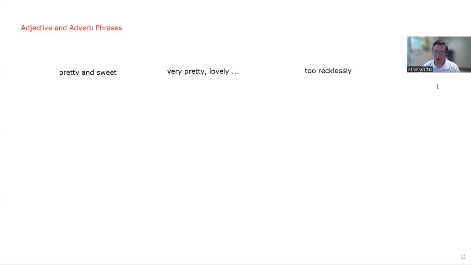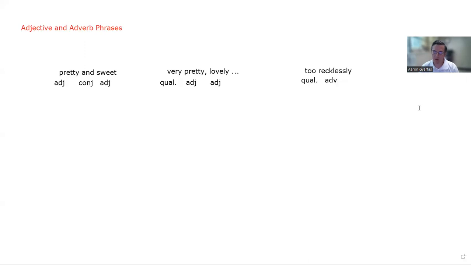Okay, next video. We've looked at noun phrases and verb phrases. Now let's look at adjective phrases and adverb phrases. So the first thing, again, we're looking at each individual word. We've got to be able to identify what is an adjective, what is an adverb. So take a look at these and label them, please.